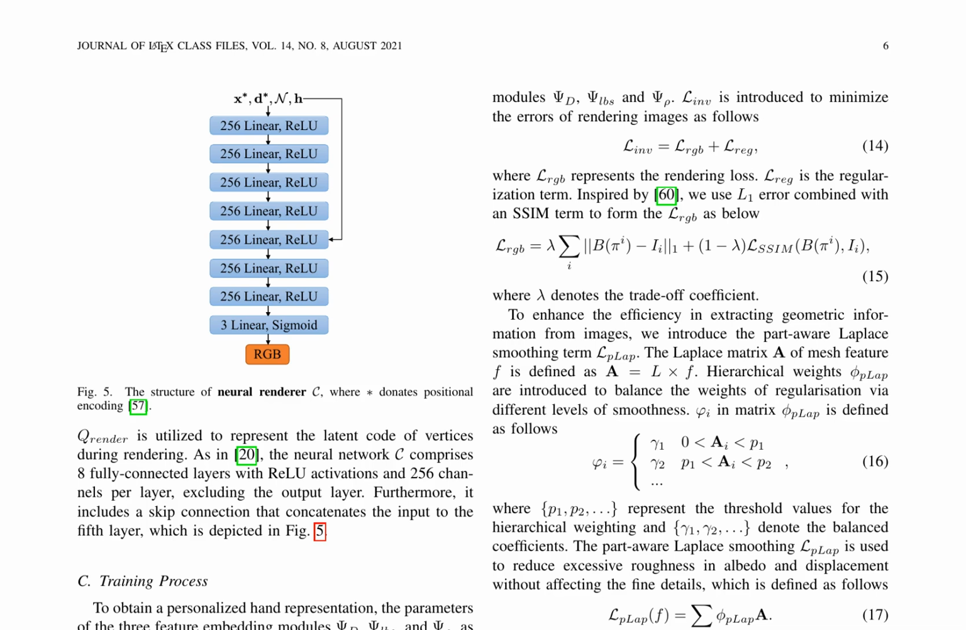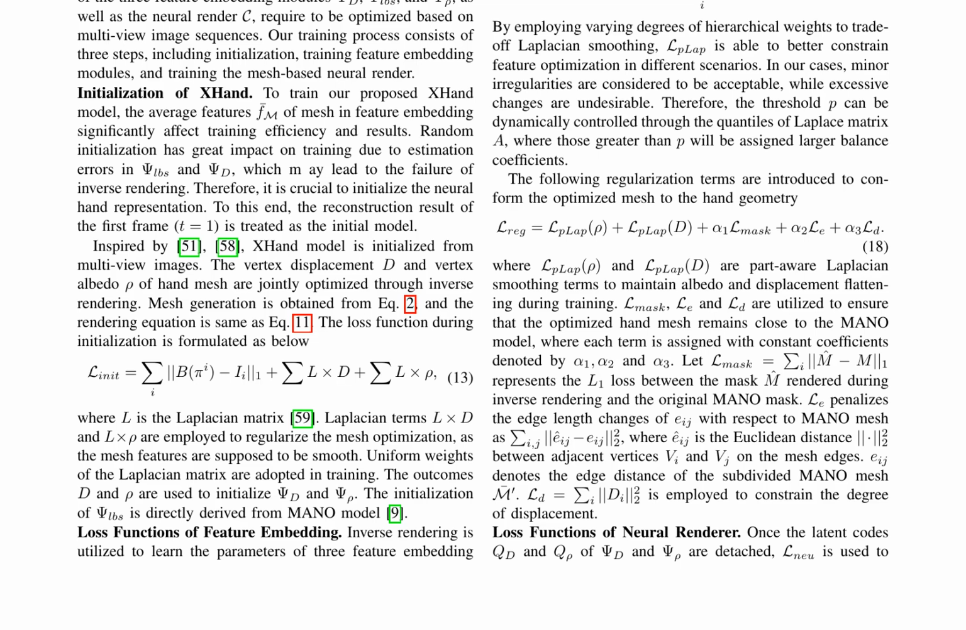The loss functions of the feature embedding modules involve inverse rendering to learn the parameters of the modules. The rendering loss L_RGB is combined with a regularization term L_REG, which includes the part-aware Laplace smoothing term L_P-lap to reduce excessive roughness in albedo and displacement. The L_P-lap term is defined using hierarchical weights phi-plap to balance the weights of regularization via different levels of smoothness.